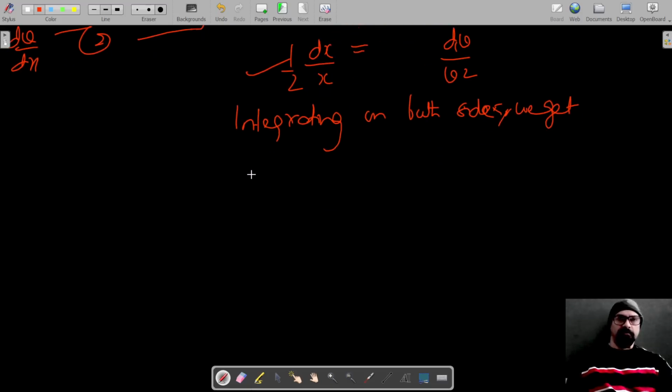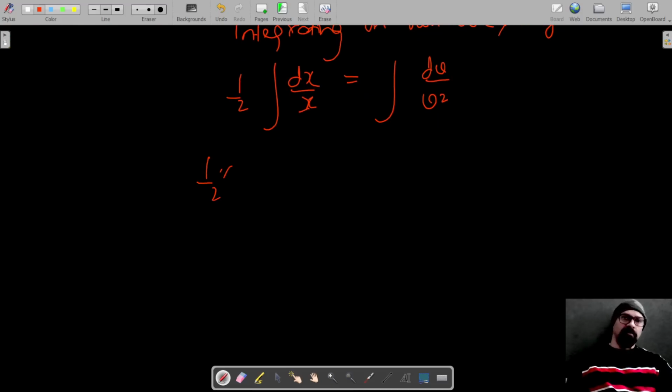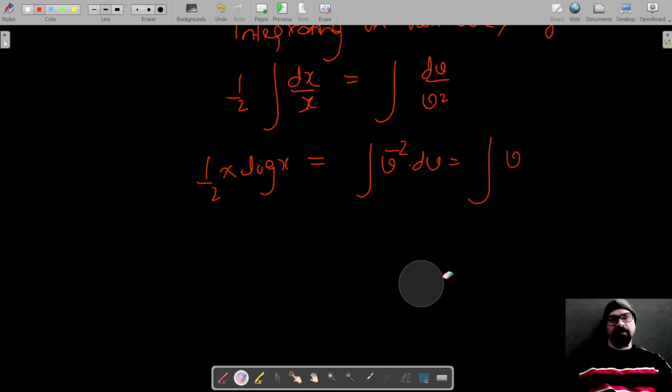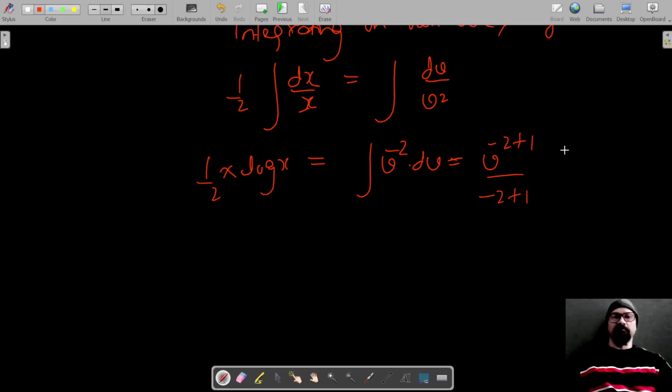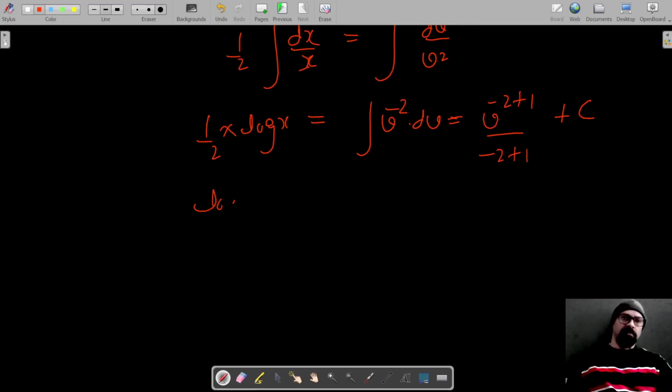integration of this should be half is out, so this is integration of dx by x is equal to integration of dv by v square. Now integration of 1/x is log x. This is integration of v raised power minus 2, and integration should be x raised power n plus 1 upon n plus 1 plus c. So this is now log x by 2 is equal to v raised power negative 1 upon negative 1.